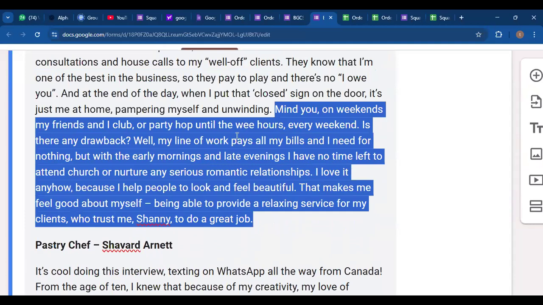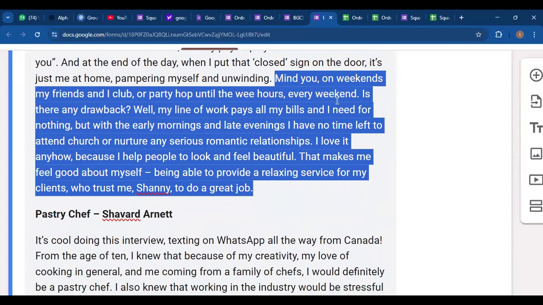Mind you, on weekends, my friends and I club or party hop until the wee hours. Every weekend. Is there any drawback? Well, my line of work pays all my bills and I need for nothing.